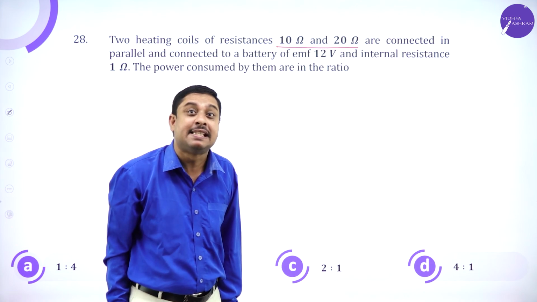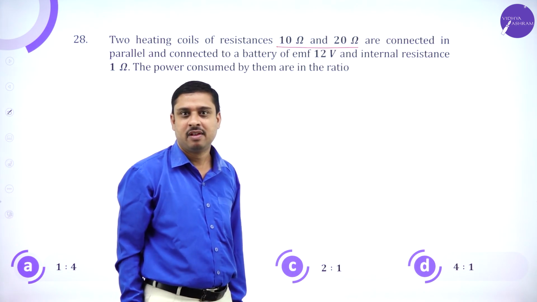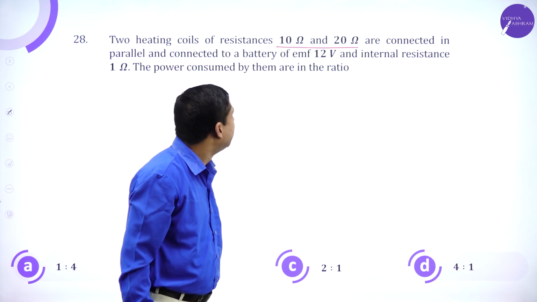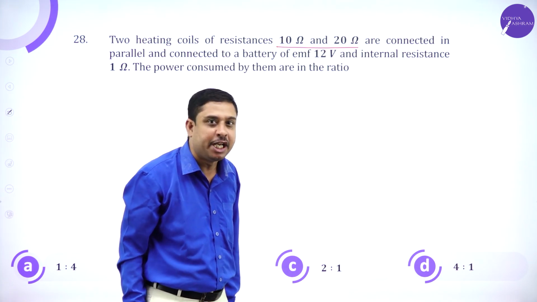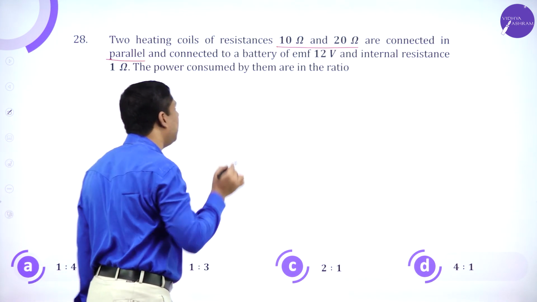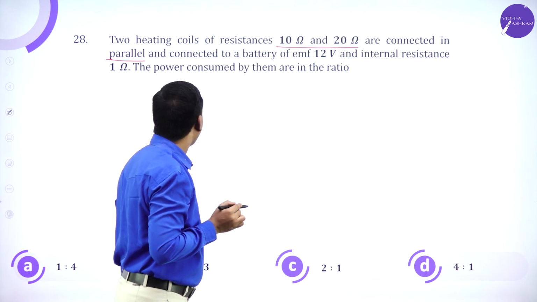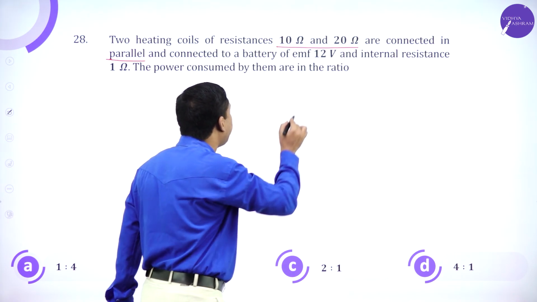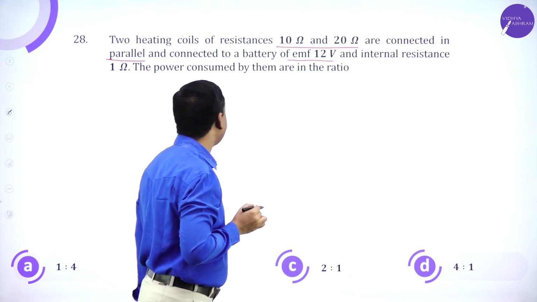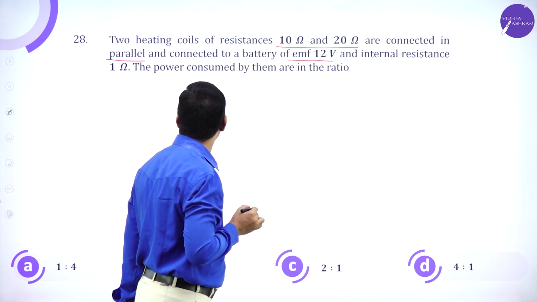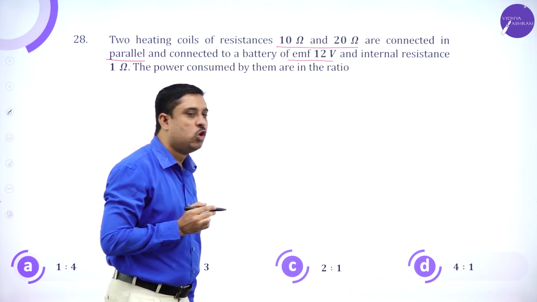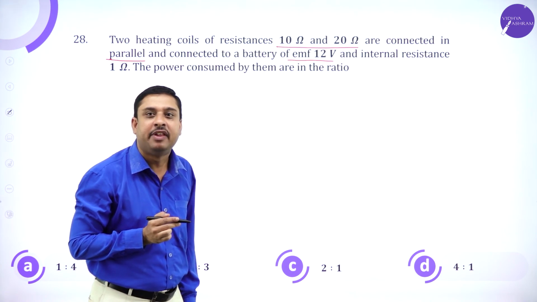What are the resistance values? 10 ohms and 20 ohms are connected in parallel, and to a battery of EMF 12 volts and internal resistance 1 ohm. The power consumed by them are in the ratio.